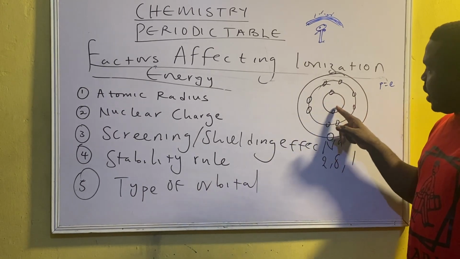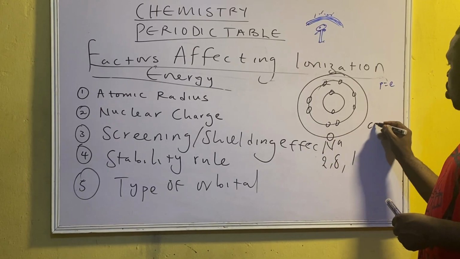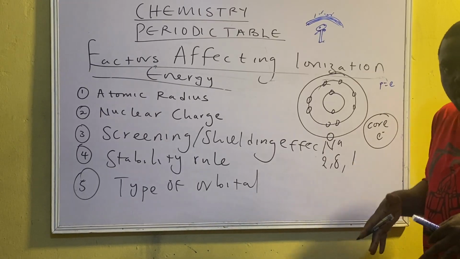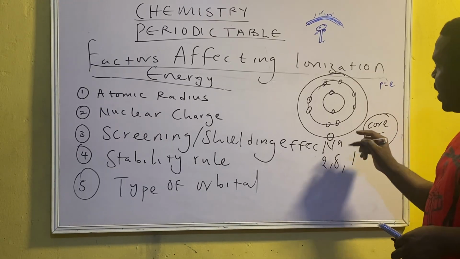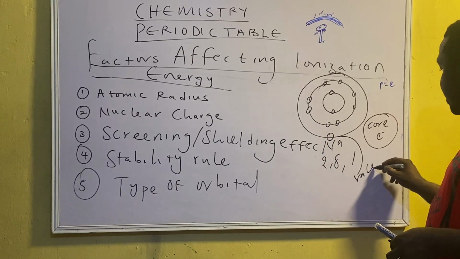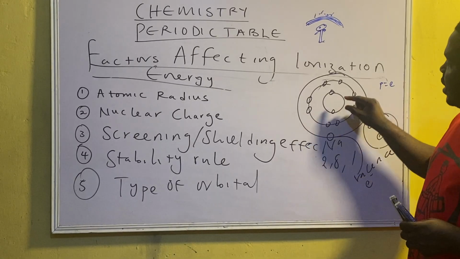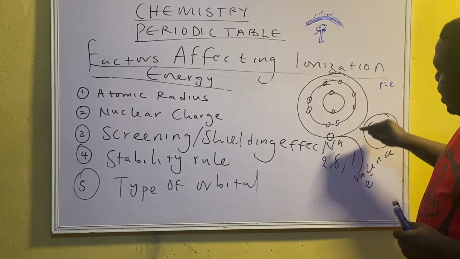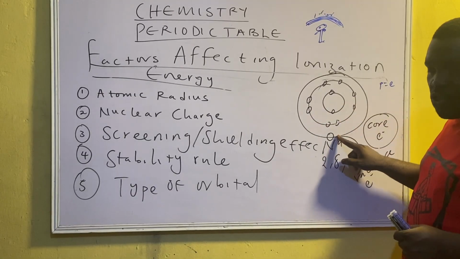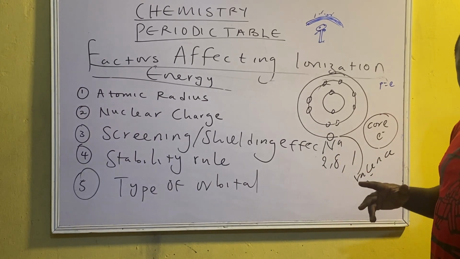So these 2 electrons and the 8 electrons are called the core electrons. What did I call them? Core. The core electrons. Why is this one that is outside here called the valence electron? Do you understand me at all? Do you get it? I said this one and this 8 here, what are they called? Say it again. Core electrons. And the last one here, which is just one, is what? Valence electron.